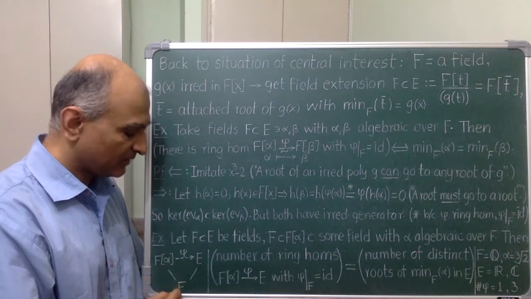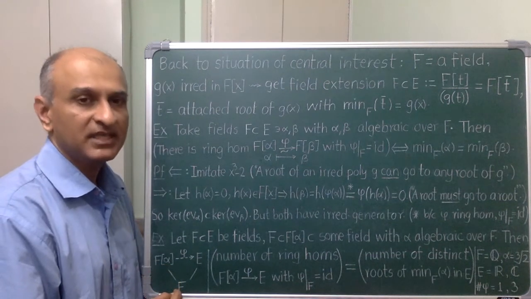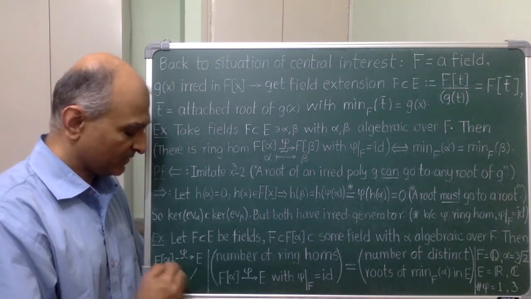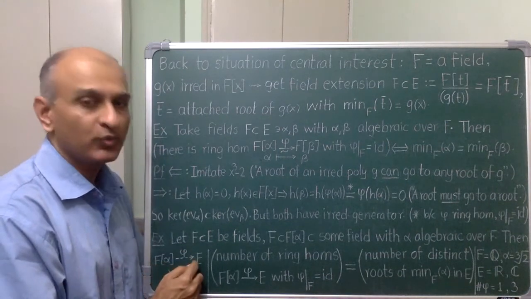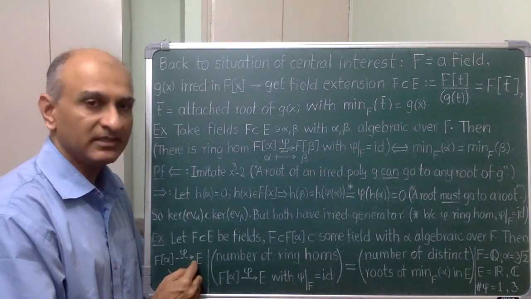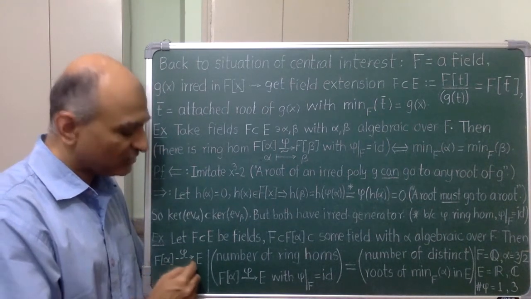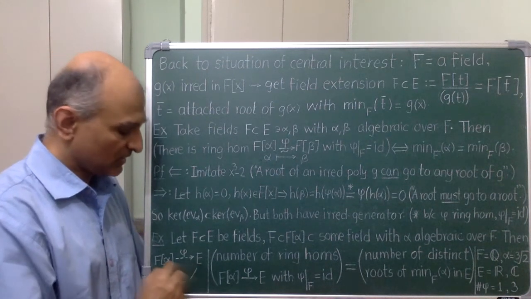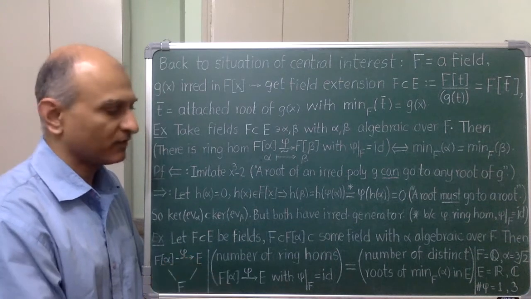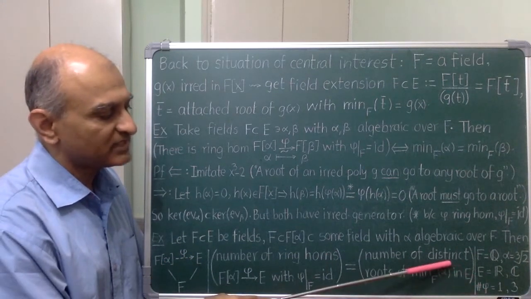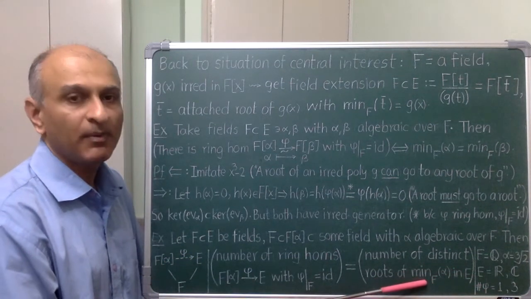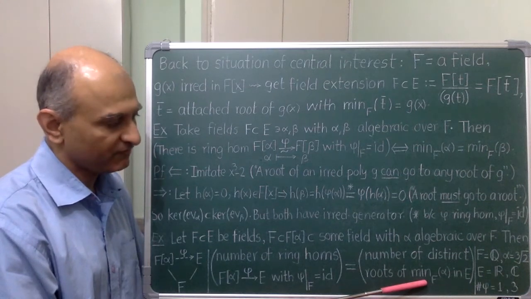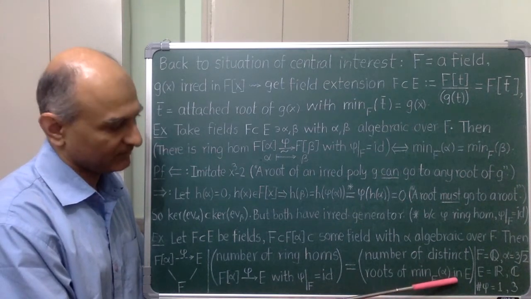Alpha has a minimal polynomial over F which is irreducible. Now, alpha has to go to a root of the same polynomial in E, and alpha can go to any root of that polynomial in E. Therefore, the number of such ring homomorphisms is the number of distinct roots of the minimal polynomial of alpha over F that are sitting in E.